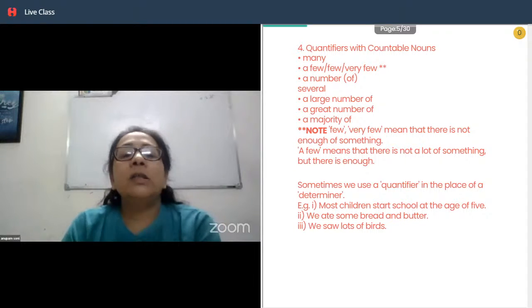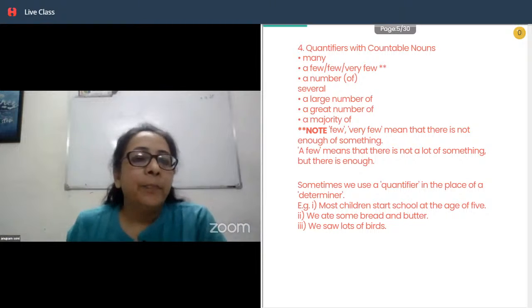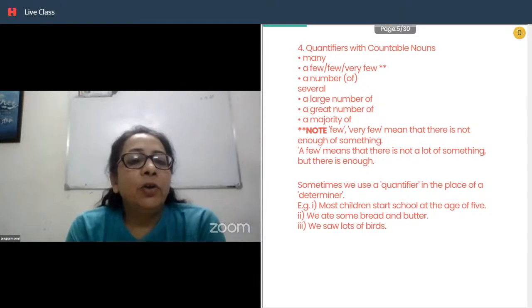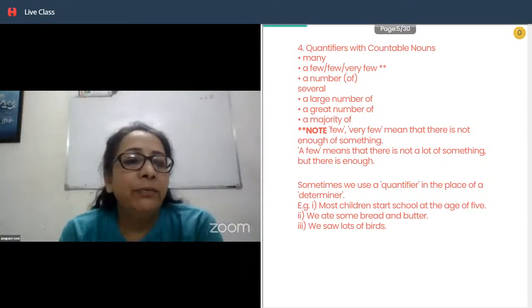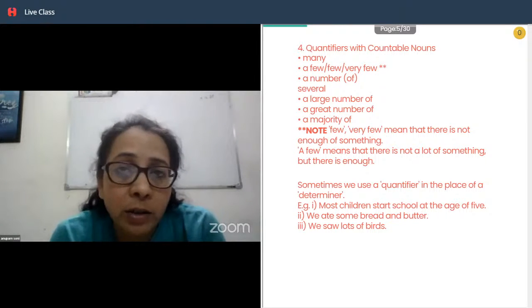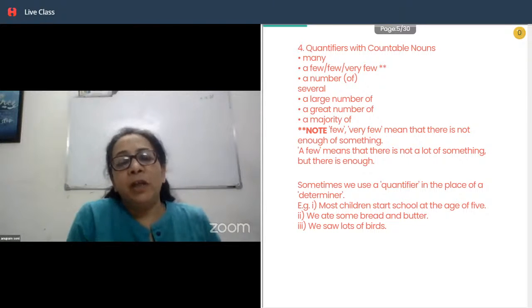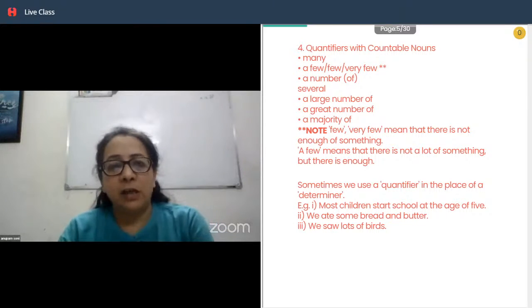That means there is not something which is too large, but still it is there. A few means that there is not a lot of something, but there is enough. Sometimes we use a quantifier in place of a determiner. Determiners, we know what a determiner is, something that determines. We'll be taking it up in some other chapters. We have already done it in our previous classes with you.